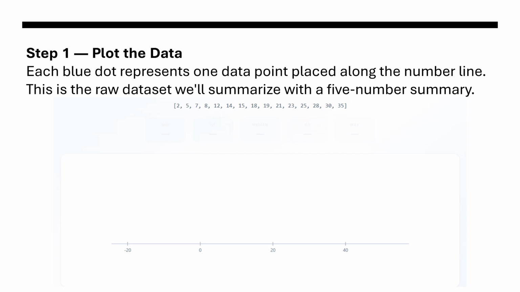Here is a data set and a number line big enough to handle it. First thing is to plot all your data. Then we can identify the min and the max. That's going to be the bookends of your 5-number summary.